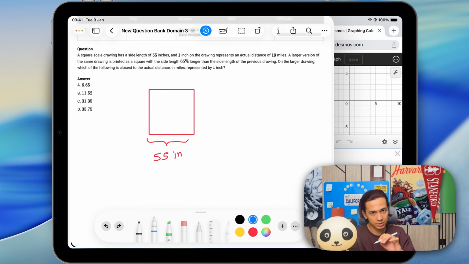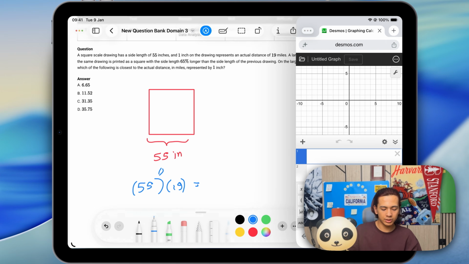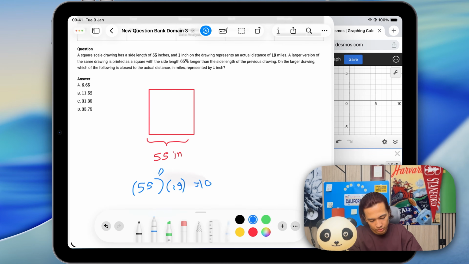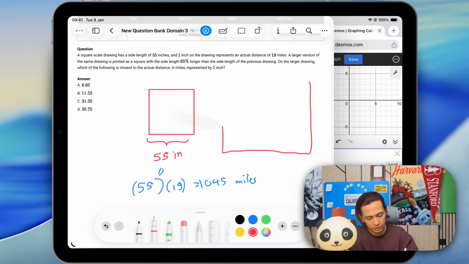Specifically, how much is it? The distance is 55 inches, and each inch represents 19 miles, so you multiply by 19 to get the actual distance. So 55 inches encompass how much distance? It's 55 times 19, and we get 1,045 miles in reality. Then we have the same drawing, but now it's a larger scale.